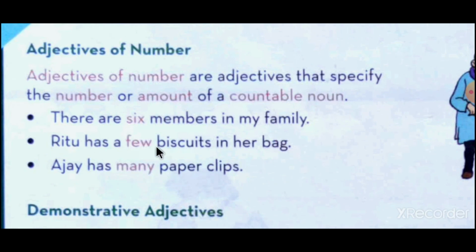So students, here 6, few and many, all these three words describe, or we can say give, the number or amount of the countable nouns like members, biscuits and paper clips. So these 6 members, few biscuits and many paper clips, these three words are examples of adjectives of number. Okay, so this is called adjectives of number.